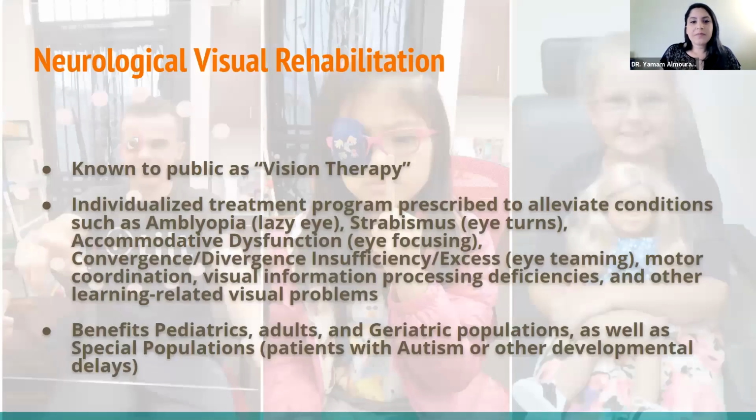Okay, so neurological visual rehabilitation is known as vision therapy to patients. It's basically an individualized treatment program that is prescribed to alleviate conditions like amblyopia, strabismus, accommodative paresis, convergence or divergence issues, motor coordination, visual information processing deficits, and other learning-related problems in pediatrics. So it benefits both pediatric, adult and geriatric populations, as well as special populations and patients with developmental delays.